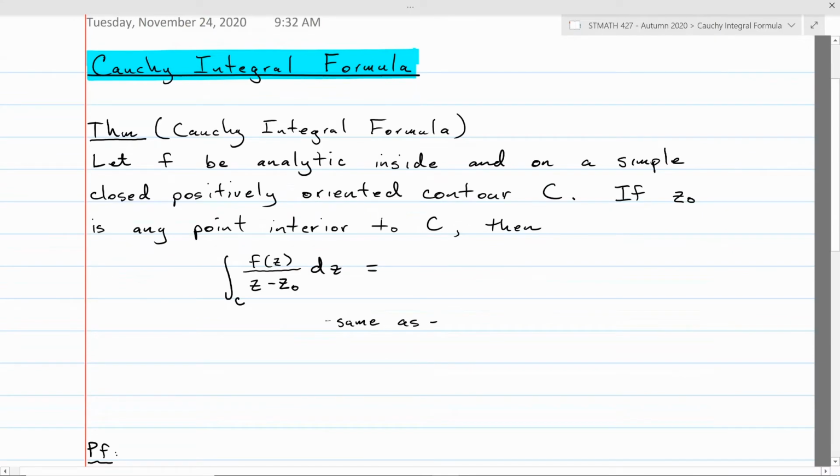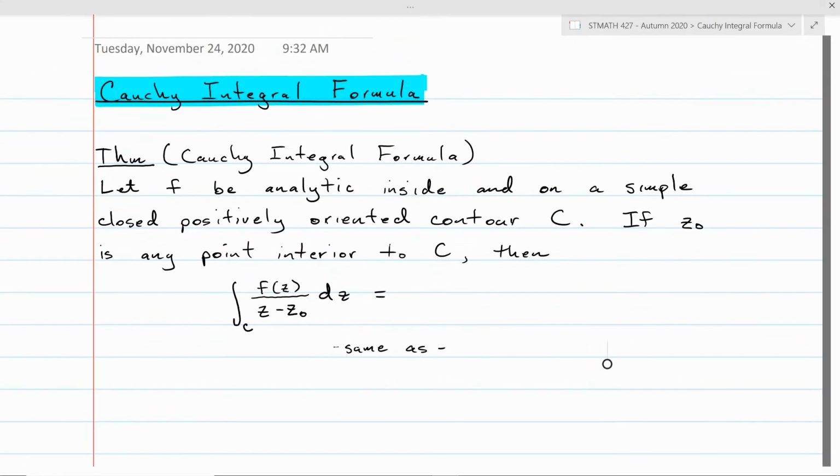So let's jump into what it says. The Cauchy Integral Formula theorem says, let f be an analytic function inside and on a simple, closed, positively oriented contour C. And if z0 is some point in the interior of that contour, then the integral around C of f of z over z minus z0 dz turns out to be 2 pi i times f of z0.